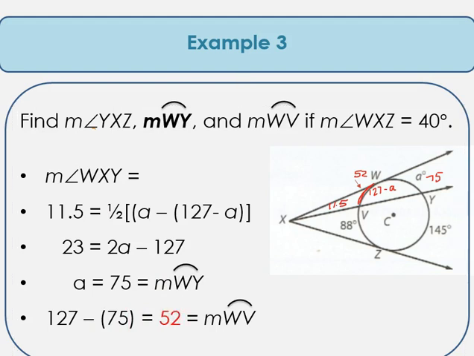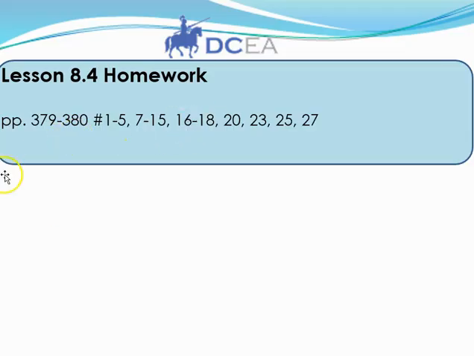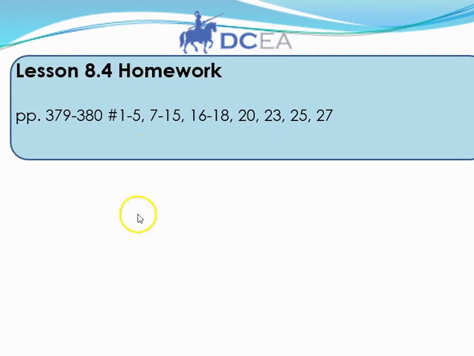So that was a little complicated, but the more you work with these, the better you'll get at identifying what information you need to solve. Your homework, I'm sorry, everything moved over also. Your homework is lesson 8.5, pages 379 through 380, numbers 1 through 5, 7 through 15, numbers 16 through 18, number 20, 23, 25, and 27. And here's a few samples.